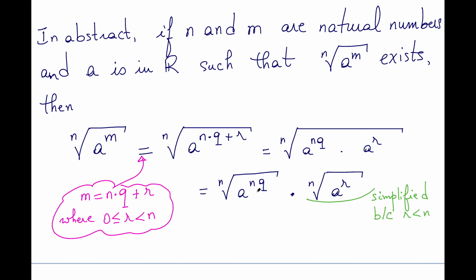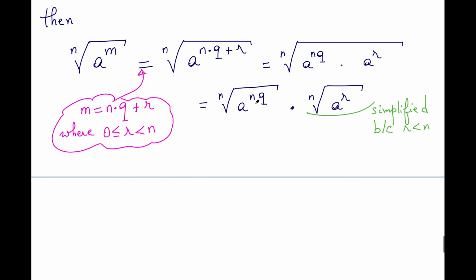And what did we used to do here? So we write this as a to power q, the whole thing to power n. So we set the stage for the n. We make this expression look like the nth root of something to power n, right? So we're going to write this as the nth root of a to power q, the whole thing to power n, times this simplified radical expression, the nth root of a to power r. This is r here.